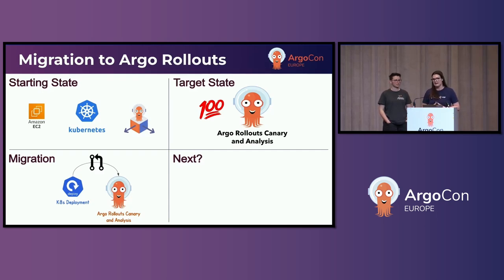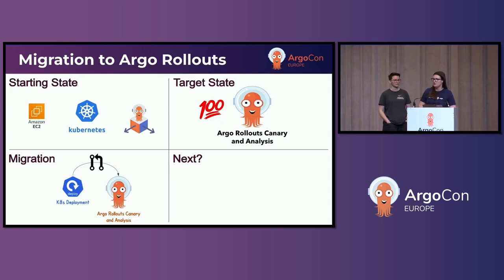We created internally a CLI that we called a rollouts converter that allows us to open PRs on repos that have adopted the Kubernetes deployment object. And that PR contains the manifest changes that are needed to adopt Argo Rollouts Canary analysis.